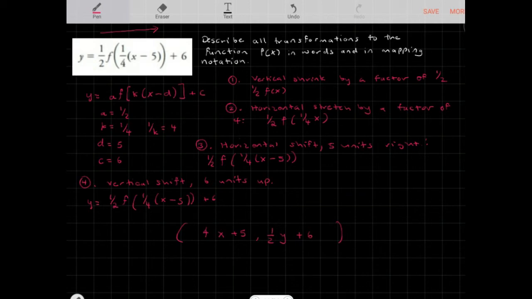Okay, so this is what our mapping notation will look like, right? This is what the transforming equation is, and we can use this to change our points x and y in our function f to our function g of x, which is a transformed function.